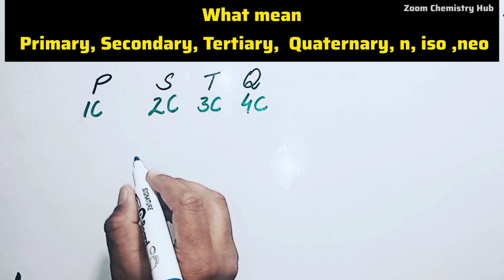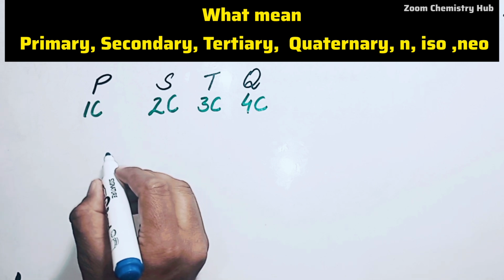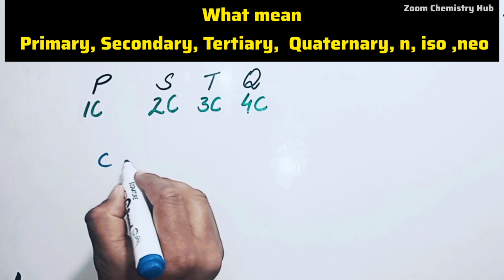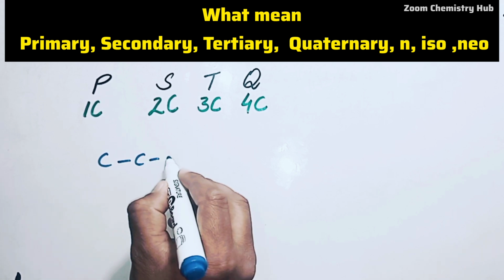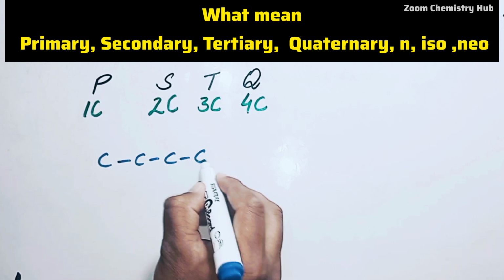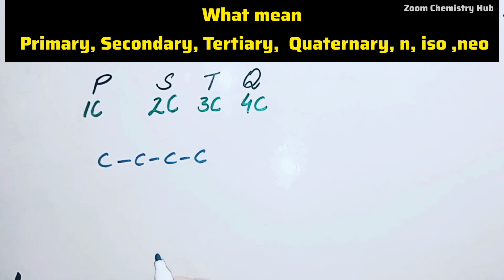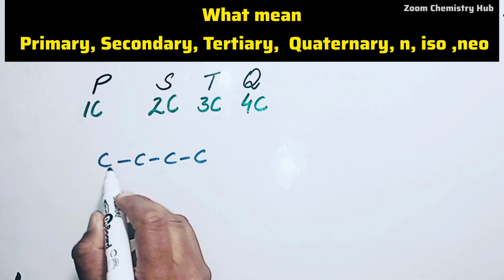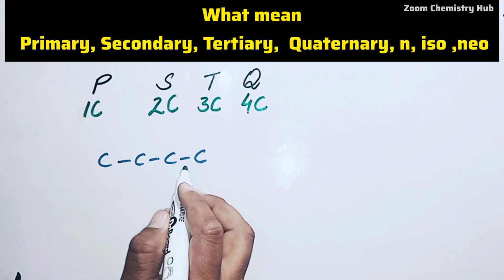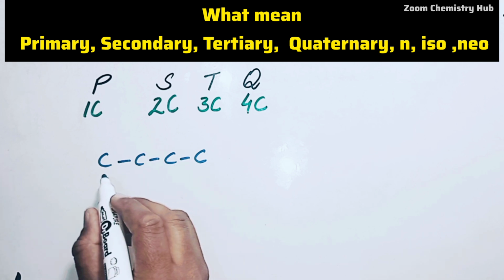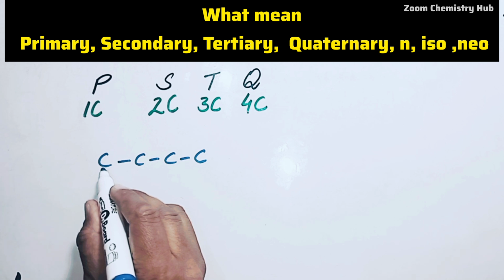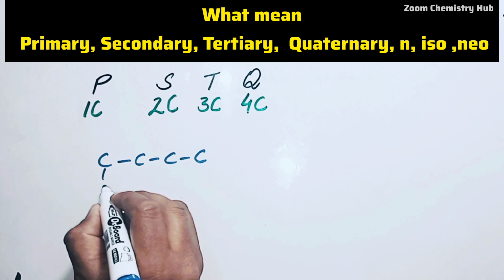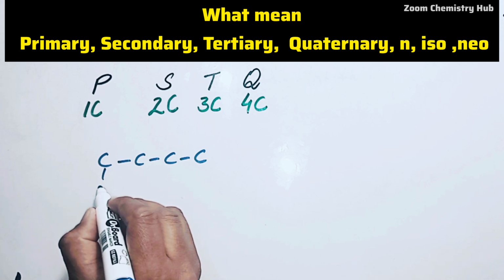First we have a structure here. You can see that this is a butane which contains 4 carbon atoms, and here this carbon is attached directly to the 1 carbon atom. So this carbon is the primary carbon atom.